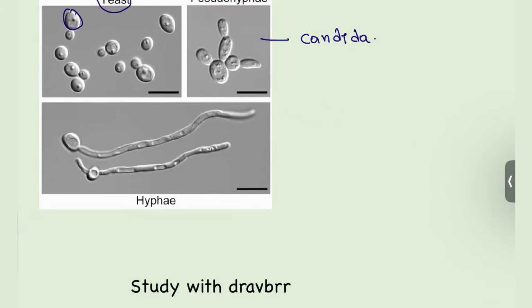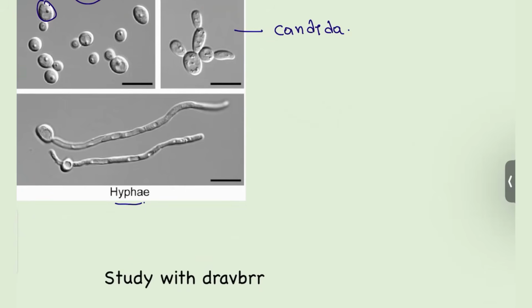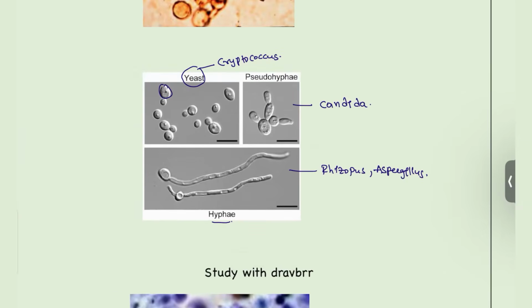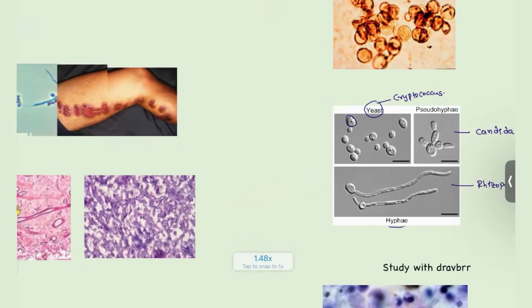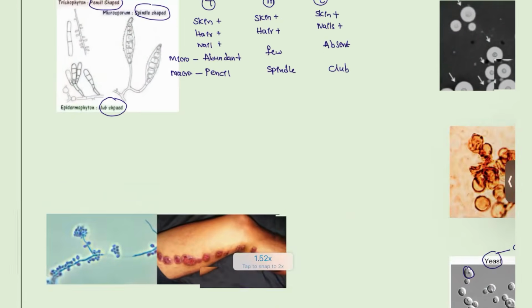Next, molds that produce hyphae. This is seen in Rhizopus and also Aspergillus. This is another form. Remaining all are going to be the dimorphic type of fungi. First thing that you have to remember.